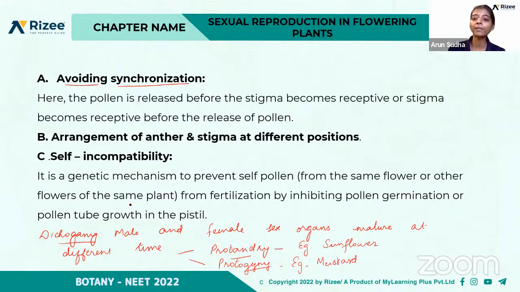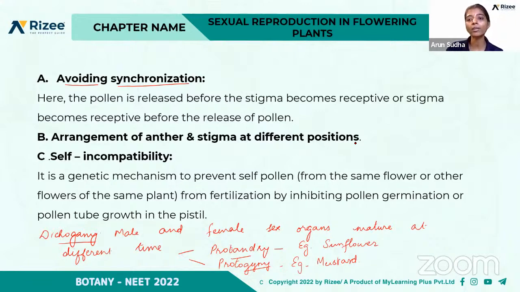Okay, so when the male and the female sex organs mature at different times, that is called dichogamy. So they avoid synchronization. Here the pollen is released before the stigma becomes receptive, or the stigma becomes receptive before the release of pollen. There are two types: protandry and protogyny. Okay, you're clear? And then the second way is the arrangement of anther and stigma at different positions.